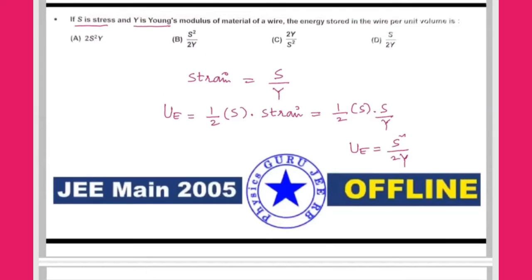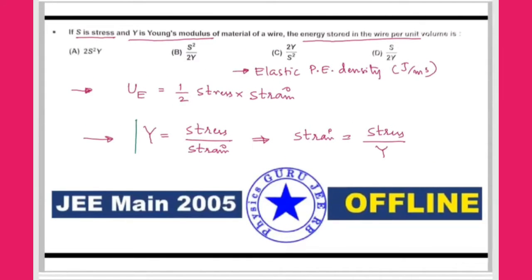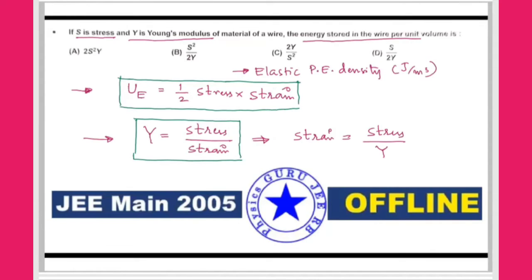So what is the option that we are getting? It's nothing but B, the correct answer. Hope this is clear. For the final expression, I used strain is nothing but stress divided by Y, Young's modulus, and the energy density formula, half stress into strain. This is also called the elastic potential energy density. Hope this is clear to all.